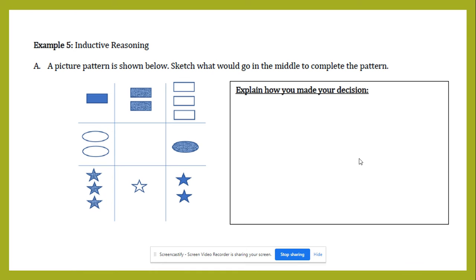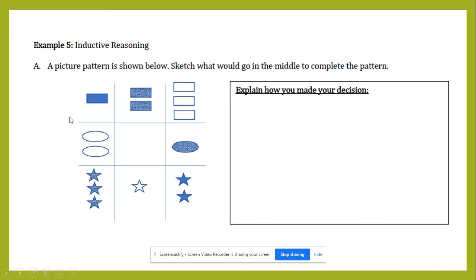What is the pattern that you see below? Sketch what should go in the middle to complete the pattern. Well, looking at it, every single row and column, that's another thing to notice. Every row and column has 1, 2, 3 shapes showing up. So in that middle column, I have 1, blank, 2. Looks like I'm going to need 3 of something.